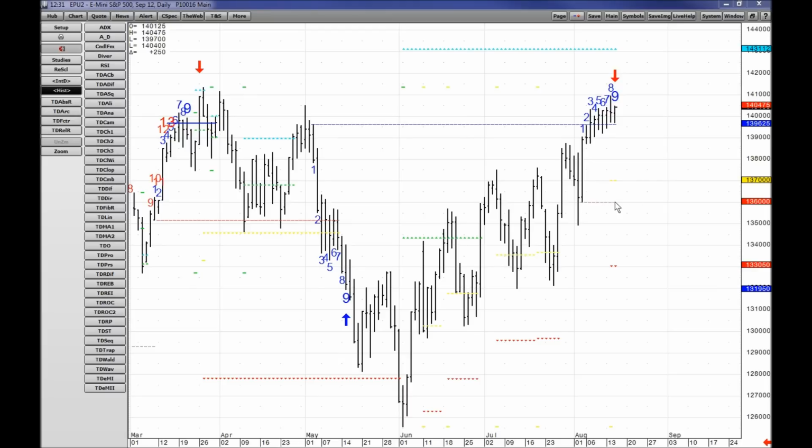If we break below this level into this area here, then the bears would begin to pick up steam. A break below this level, which is 1330 and change, would really improve the bearish case. For now, we have an uptrend.